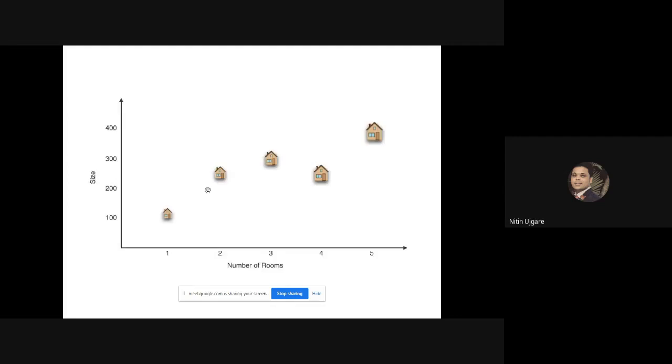So let us plot this example on X and Y. Here X represents the number of rooms, and Y represents the size of the house.